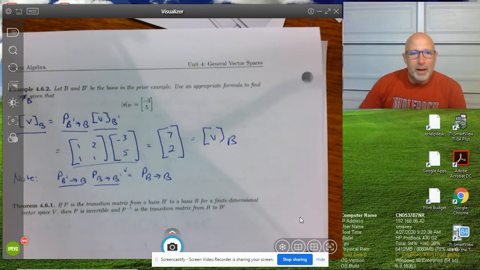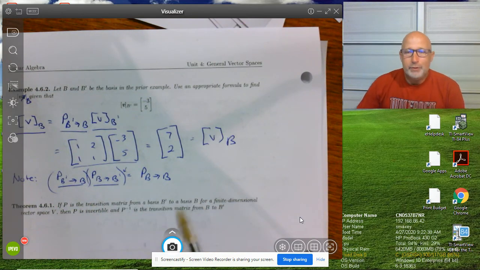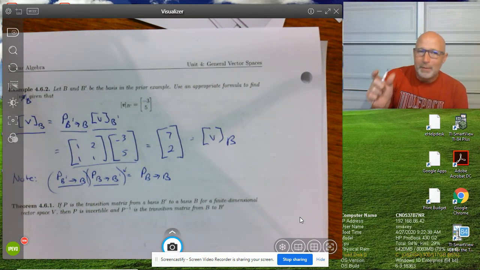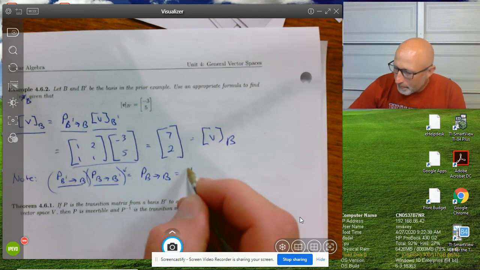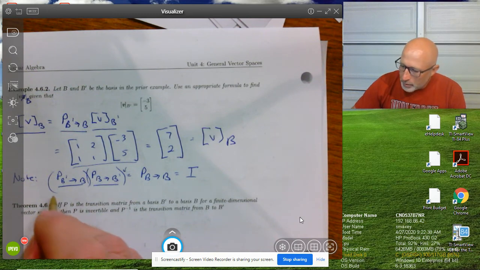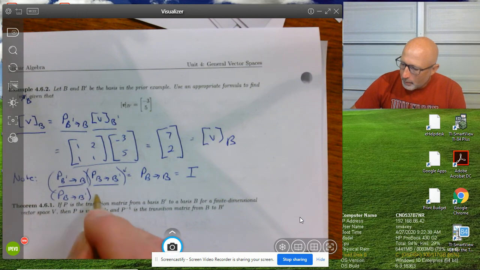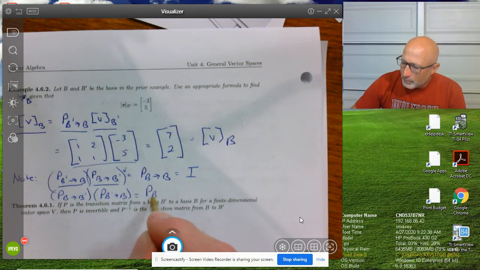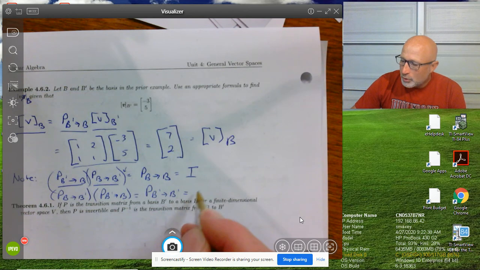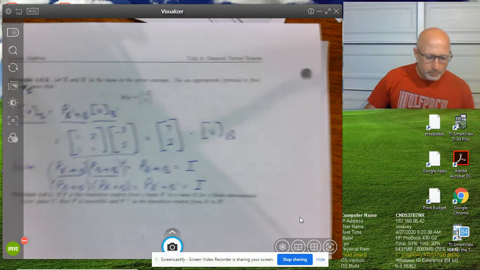Okay, what does that imply about this matrix? You start off with a vector, and you end up with that same exact vector. That is the identity matrix. And under the same notion, if I took the transition matrix that mapped b onto b prime, and multiplied it by the transition matrix which mapped b prime onto b, then that is going to be the transition matrix from b prime onto b prime, which once again is the identity matrix, which makes this a very powerful, important tool.